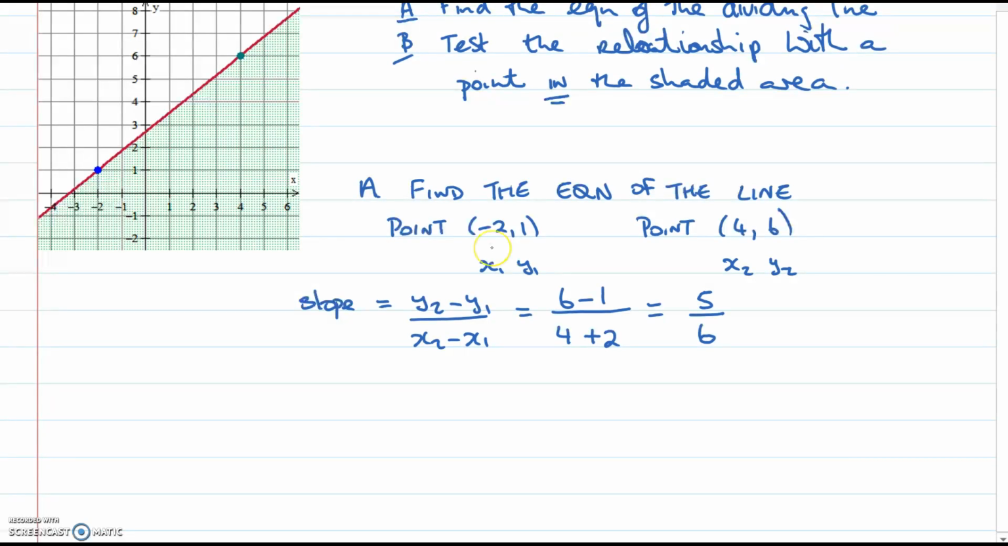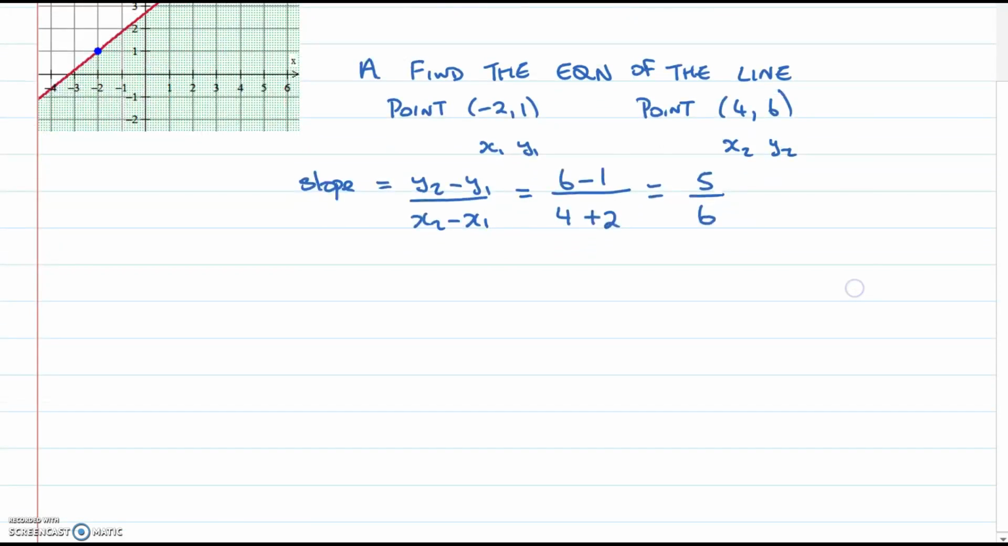Now, we have a slope and we have a point. That's enough to find the equation of the line. You can use either of the points. We've been through this before. You can use either of the points to help you get the equation of the line. It doesn't matter which one we take. We're going to get the same answer in both cases. So, I'll just take (-2, 1) because the numbers are small.